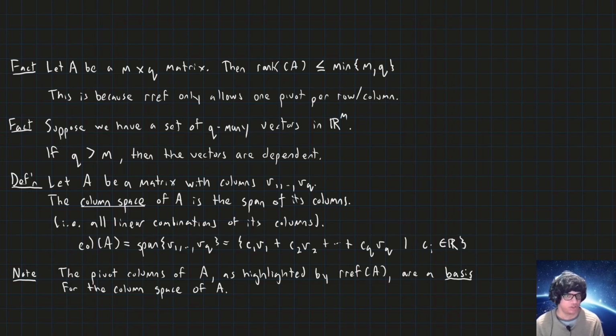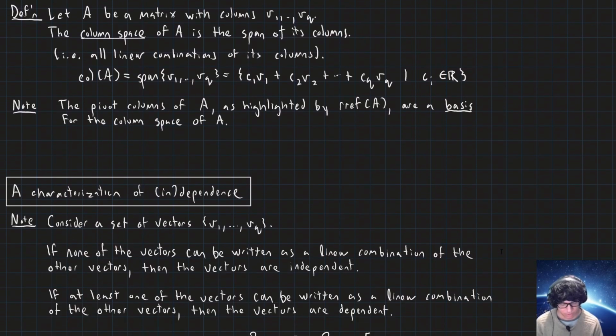And I'll also mention that the pivot columns of A, the good columns that are highlighted by the echelon form of A, form a basis of the column space of A. We'll get into basis later on, but it's good to note this now.